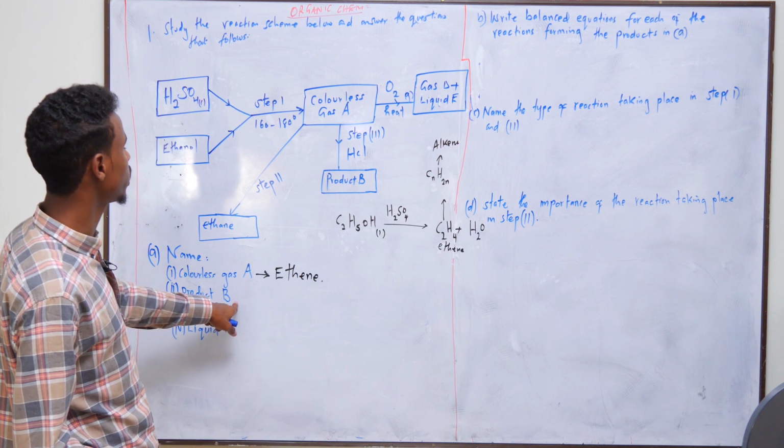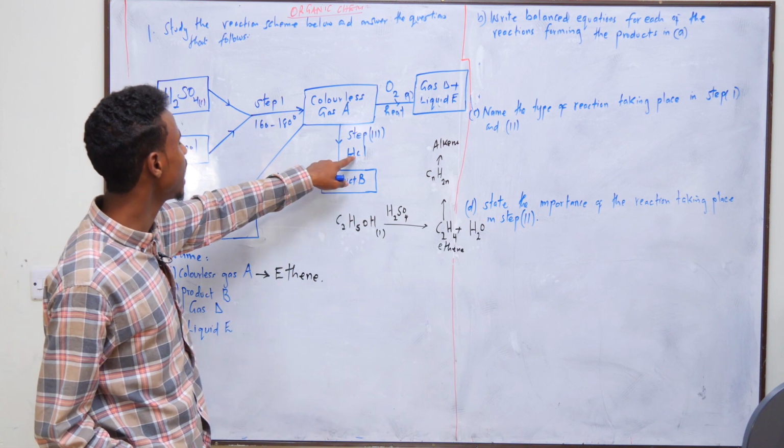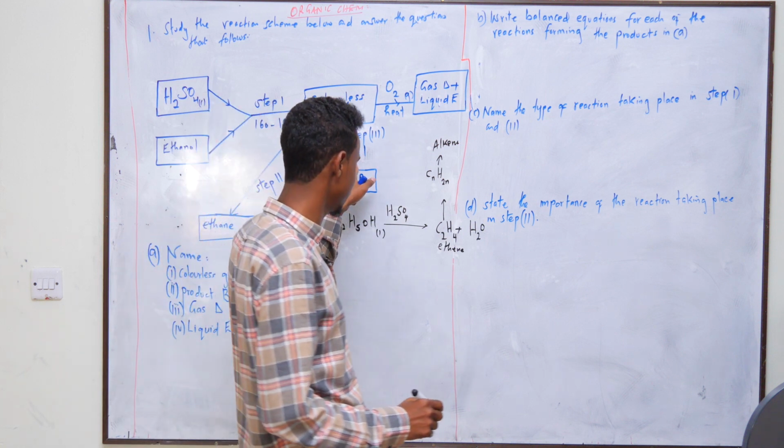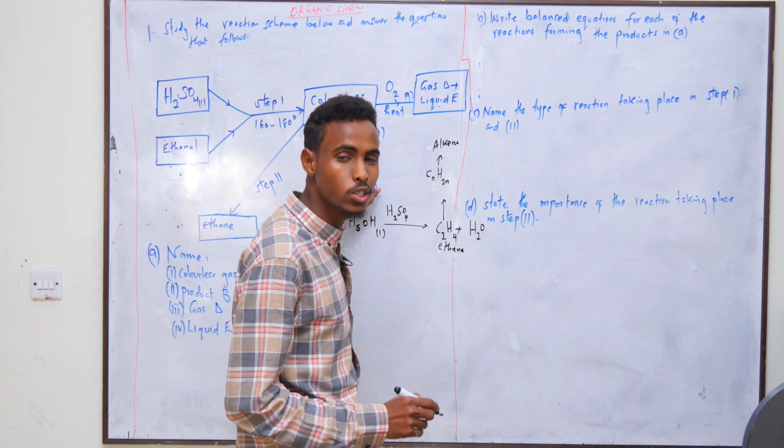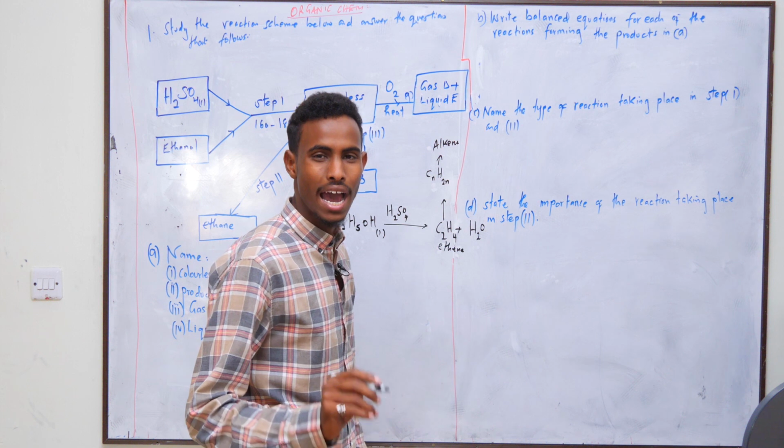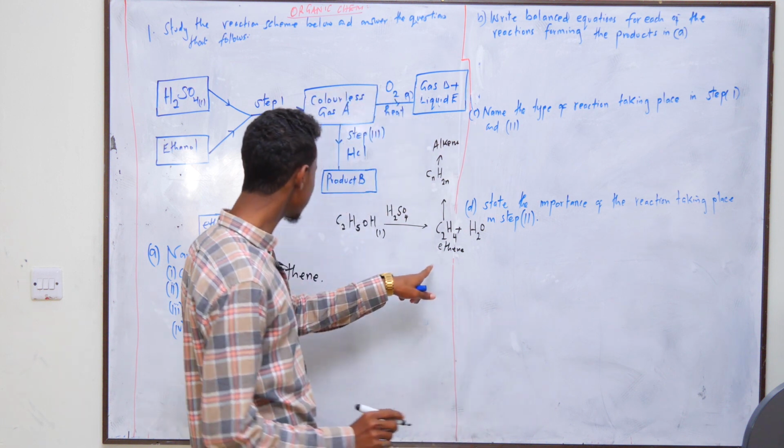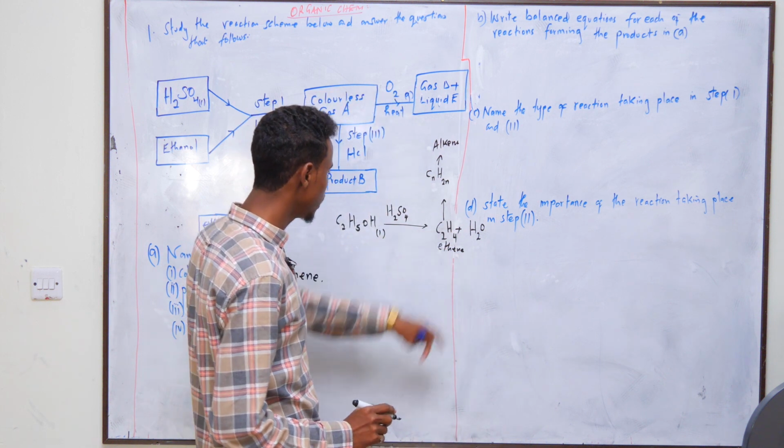Product B. Now class, ethene added to hydrogen chloride gas. That is called hydrohalogenation. Now let's write it structurally.